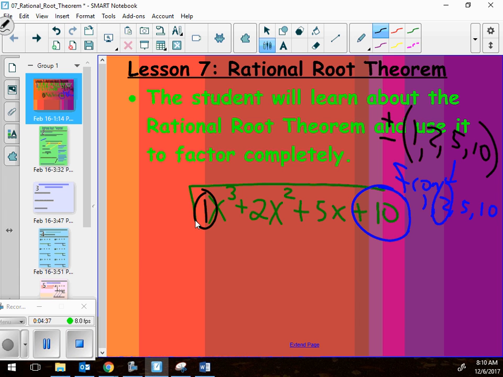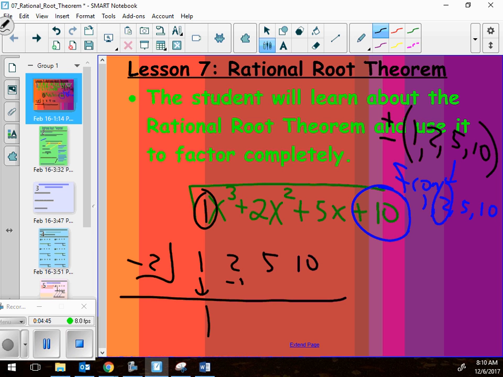Let's check negative 2. Let's see if that one works. 1, 2, 5, 10. You do synthetic. 1 times negative 2 is negative 2. Add them, multiply them, add them, multiply them. Sweet, it worked. I have a 0 here at the end.